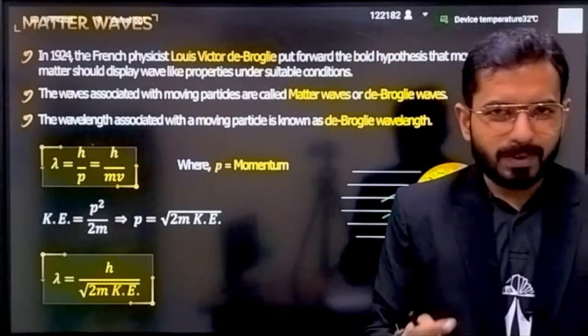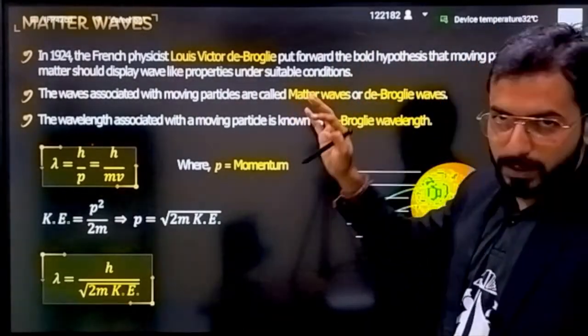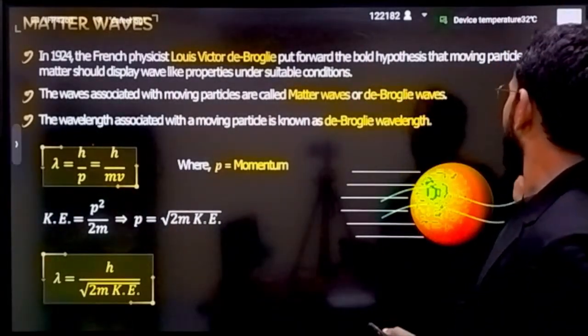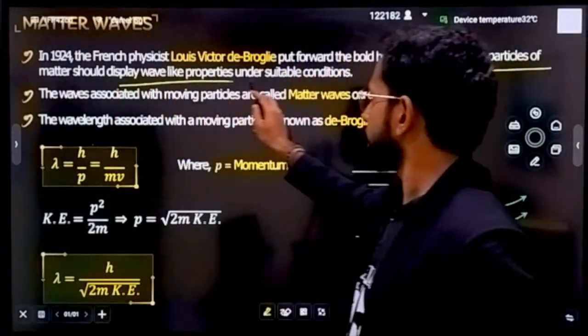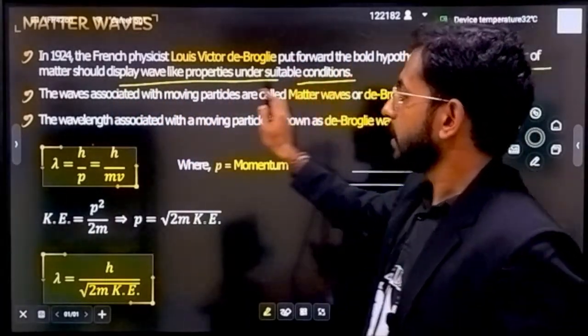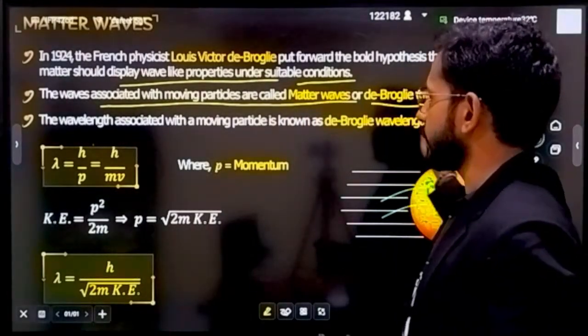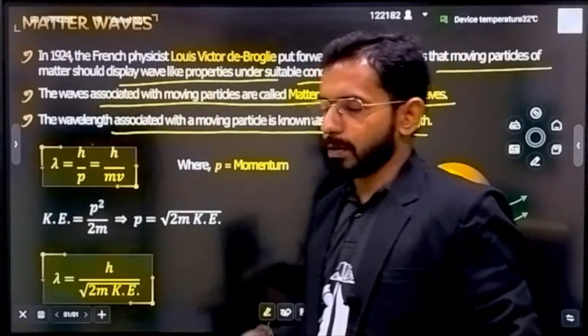So now some basic things that you have to study. Louis Victor de Broglie, this was his full name. He put forward a hypothesis that moving particles of matter should display wave-like properties under suitable conditions. The waves associated with the moving particles are called matter waves or de Broglie waves. The wavelength associated with the moving particle is known as de Broglie wavelength.